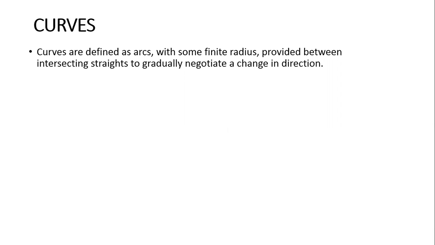Curves are defined as arcs with some finite radius. So whenever we are discussing curves, it means an arc with some radius provided between intersecting straights. Straights means the straight roads, to gradually negotiate a change in direction. Suppose we are traveling on one straight road and we want to change our direction. Whenever there is a change in direction, we have to provide curves.